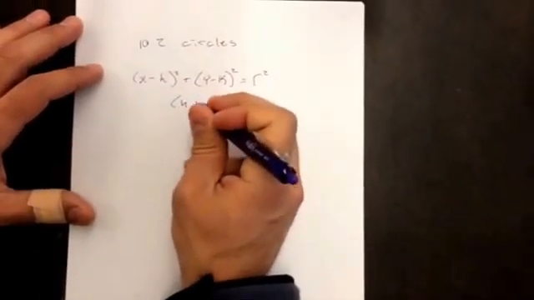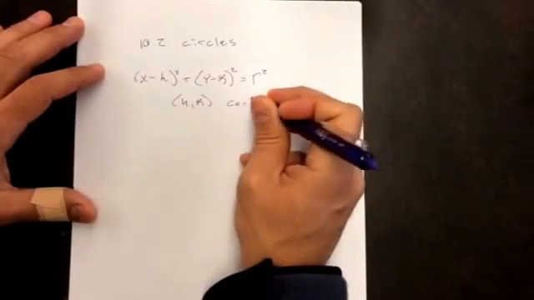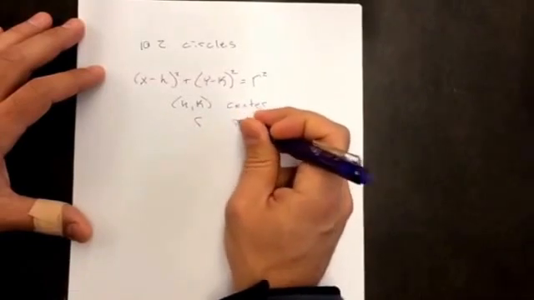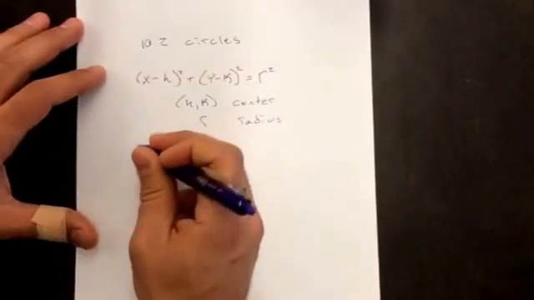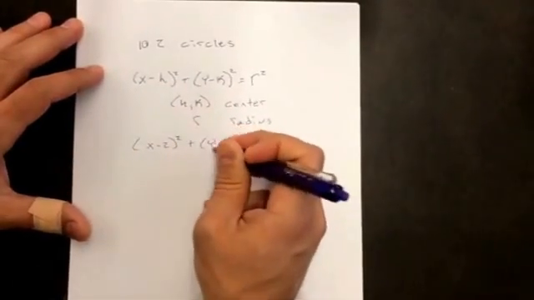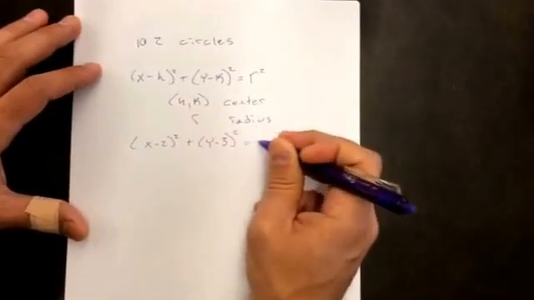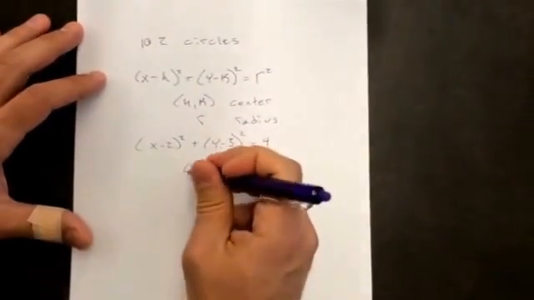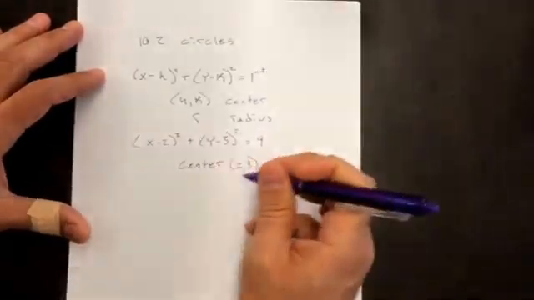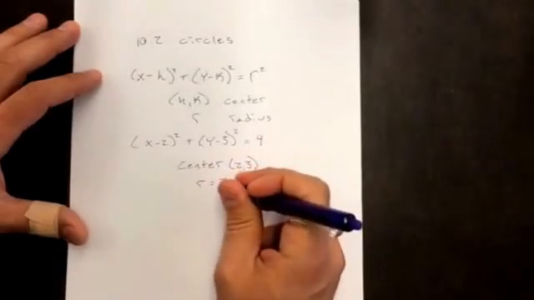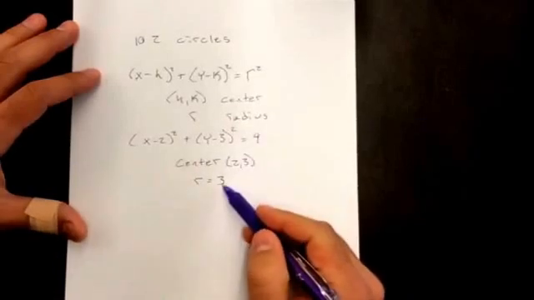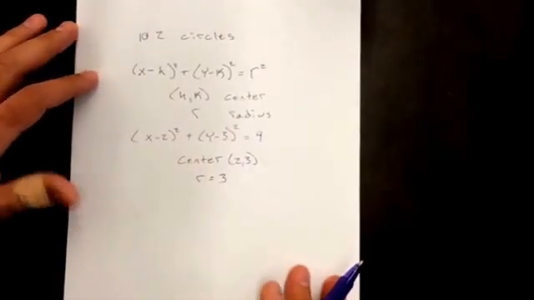H and k are the center of the circle. And r, of course, is the radius. So if I have an equation that tells me x minus 2 squared plus y minus 3 squared equals 9, then my center of the circle is at 2, 3, and my radius is 3. Because remember, this is r squared, so I have to take the square root, and the square root of 9 is 3.